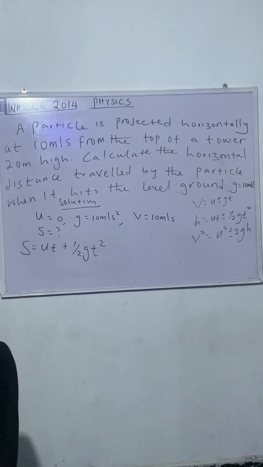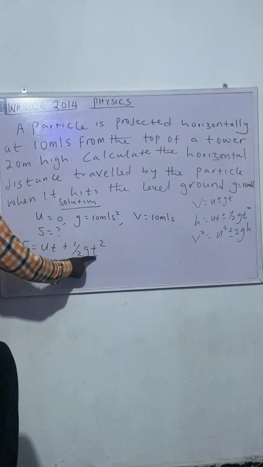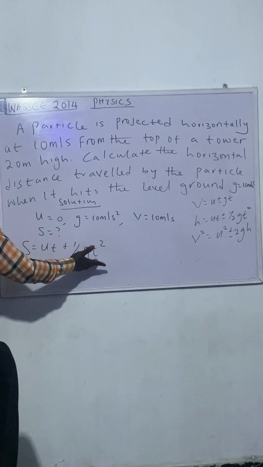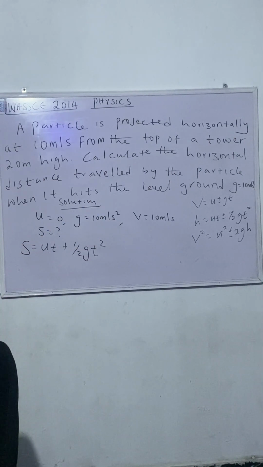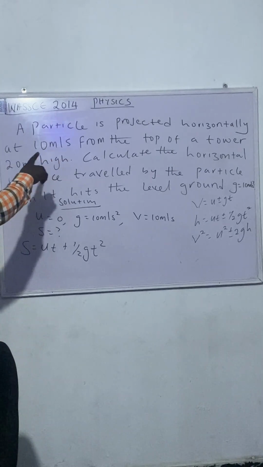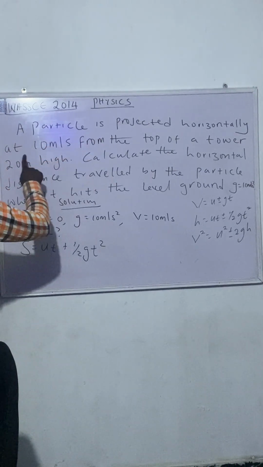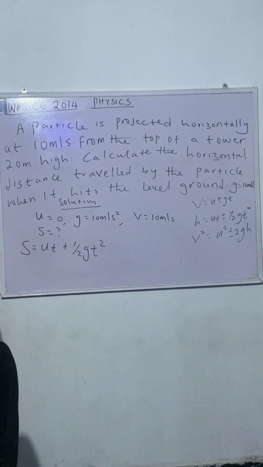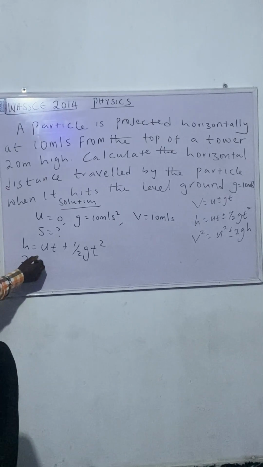So let's look at it now. I'm looking for the horizontal distance, but I cannot solve the horizontal distance yet until I know my time. If I'm able to get my time, I think I can navigate around every other thing. So let's go back to the question. A particle is projected horizontally from a tower 20 meters high. So this is the height. So we have 20 meters.